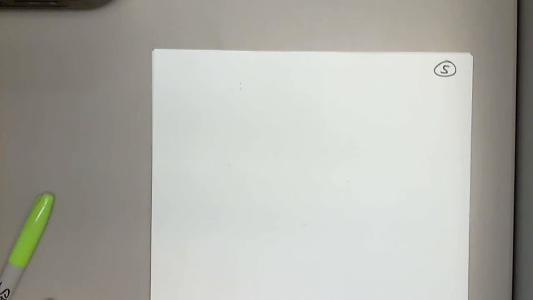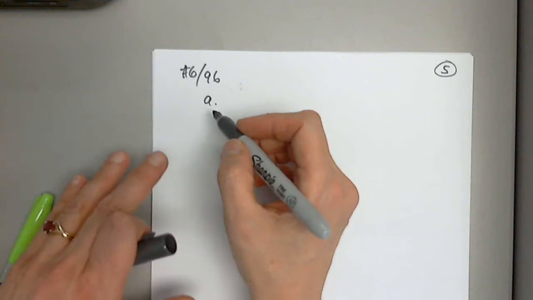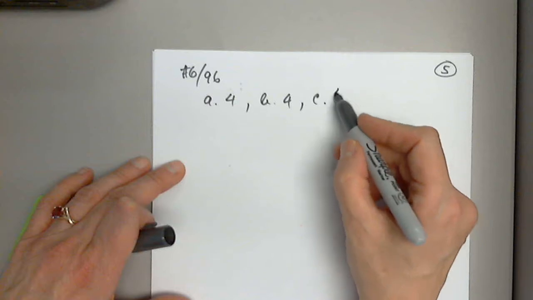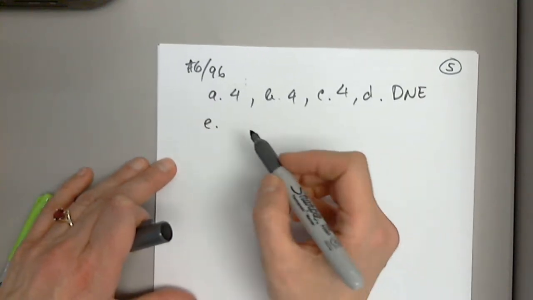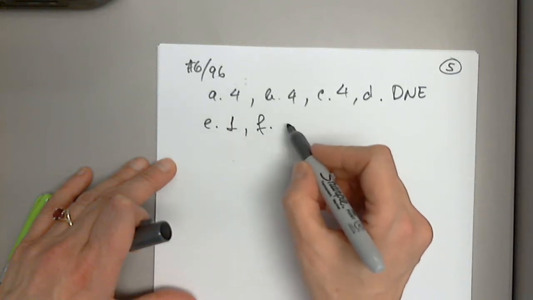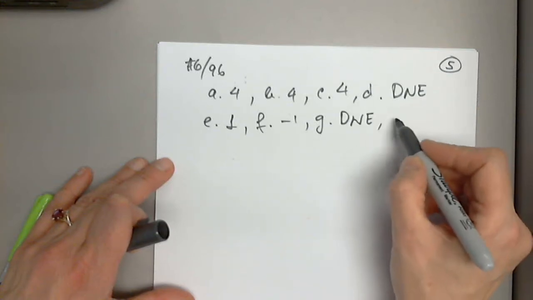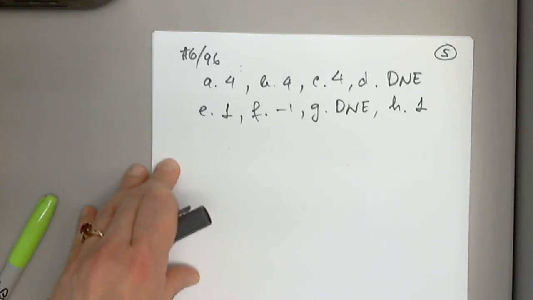Okay? So now if you give me the answers so I can put them in writing for everyone to have here. Any questions? So this was 6 on the same page. Part A, 4. Part B. Part C. Part D. Part E, 1. Perfect. Part F, -1. Very good. G. H, 1. Is there anything else? Or are we done?